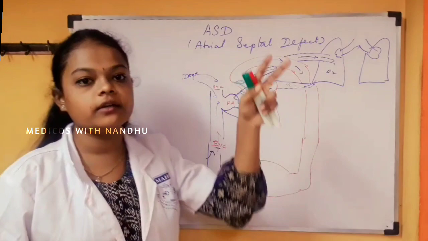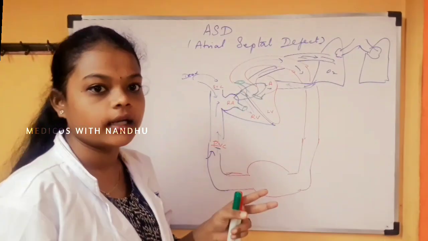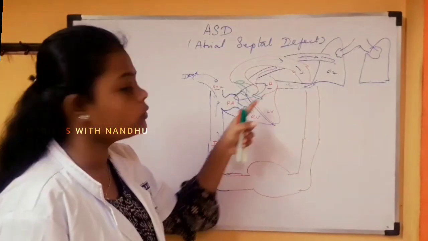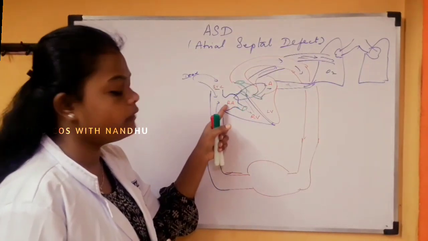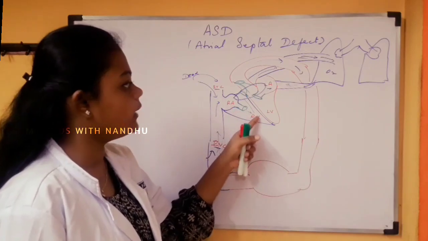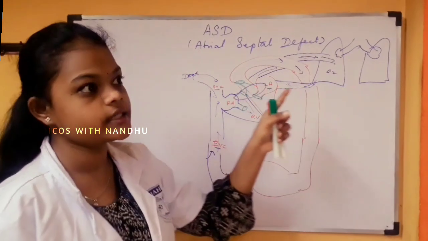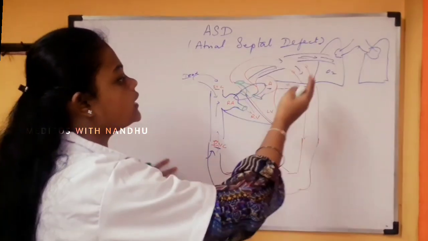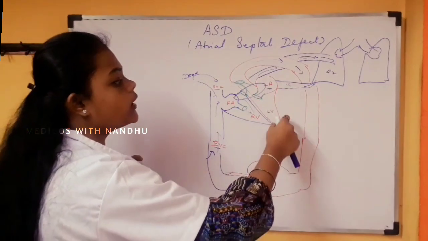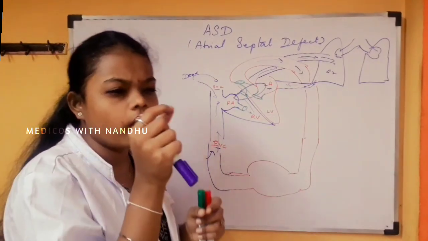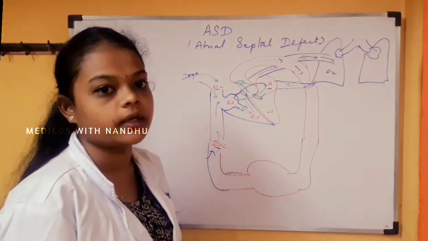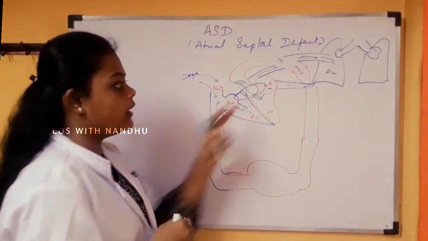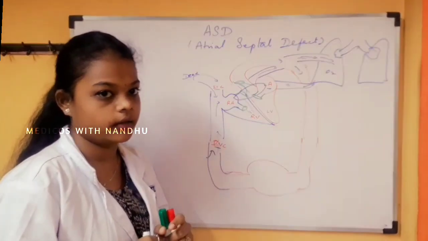So atrial septal defect is a common congenital heart defect in which shunting takes place from the left atrium to the right atrium, and the blood flows to the right ventricle, and more blood goes to the pulmonary arteries, so more blood will be in the lungs. So there is less work for the left ventricle. A small amount of blood reaches the left ventricle, but a large amount of blood moves from the left atrium to the right atrium.